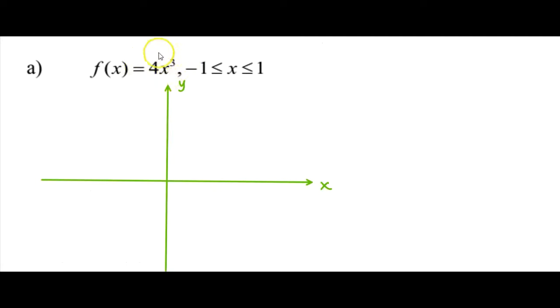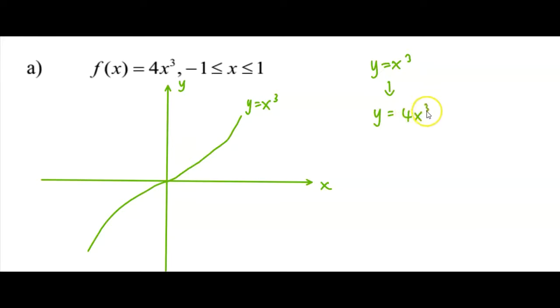To sketch this function 4x cubed, I'm going to start with my basic function. The basic function for the cubic function, I will use y equals x cubed. Now you can see the difference between my basic function and the function given. From the basic function x cubed, I'm going to sketch y equals 4x cubed. The difference between x cubed and 4x cubed is the coefficient of x cubed. From coefficient 1, I have changed to 4.